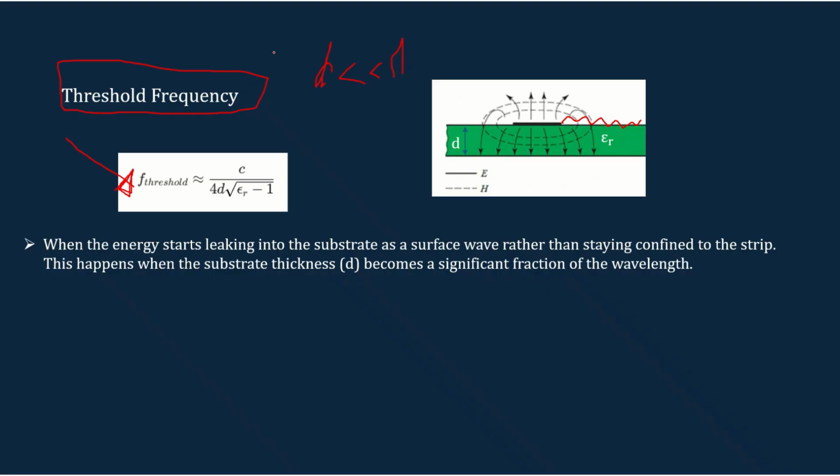This threshold frequency is similar to the cutoff frequency that we have seen in the case of the coaxial cable, because in a coaxial cable we have pure TEM modes, and when the frequency increases, higher order modes of propagation will happen. Similarly, in the case of Quasi TEM, this will cause surface waves. So this threshold frequency is similar to the cutoff frequency in the case of TEM propagation in a coaxial cable.